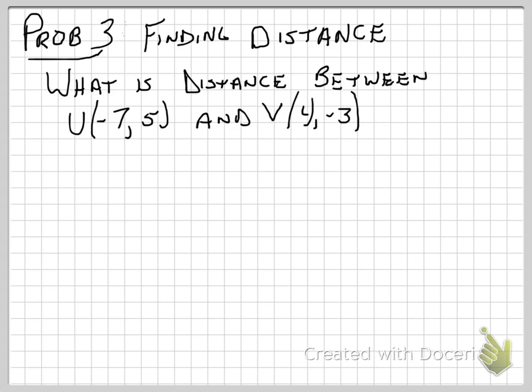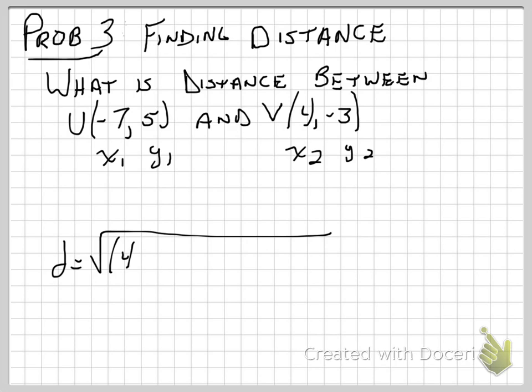Problem 3 is about finding distance. What is the distance between U at -7, 5 and V at 4, -3? Again, we're going to use the distance formula from earlier in the chapter, but as always, you should draw a graph. I'm going to be a little lazy here. I'm not going to draw my graph because I'm going to call this x1, this y1, this x2, this y2. Remember, distance is the square root of x2, which in this case is 4, minus x1, which is -7, squared, plus y2, which is -3, minus y1, which is 5, squared as well.